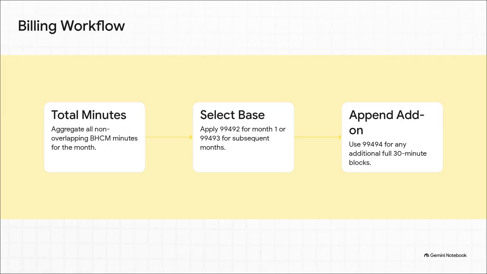So practically speaking, you want to follow these structural steps at the end of every calendar month for perfectly compliant time-based billing. Step 1. Aggregate all the distinct, non-overlapping behavioral health care manager minutes. Step 2. Select your base code, 99492 for month 1 or 99493 for subsequent months. And step 3, check your remainder minutes and append 99494 for any additional full 30-minute blocks. The formula is simple, but strict adherence is an absolute must.